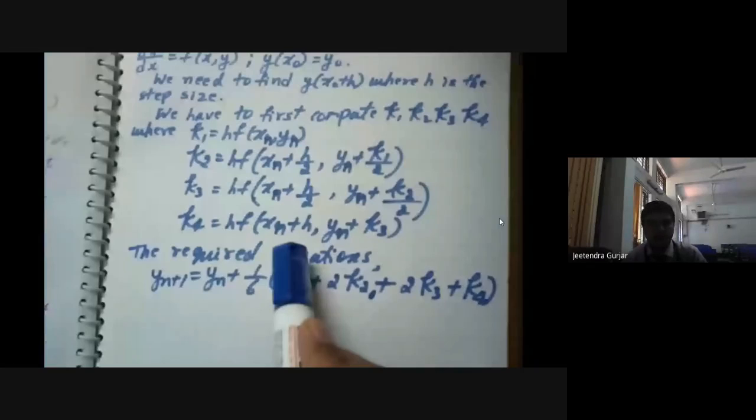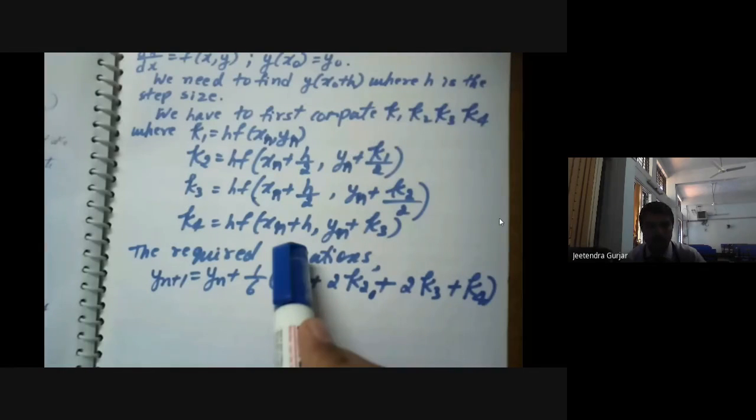Okay, we'll continue. K2 is equal to h f of xn plus h upon 2, comma yn plus k1 upon 2. And k3 is equal to h f of xn plus h upon 2, comma yn plus k2 upon 2. And k4 is equal to h f of xn plus h. Here we don't have h upon 2. Remember this, very important. I will repeat here once again.